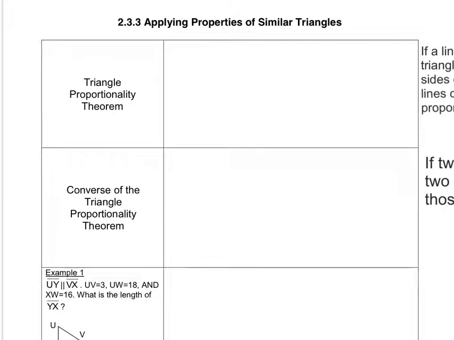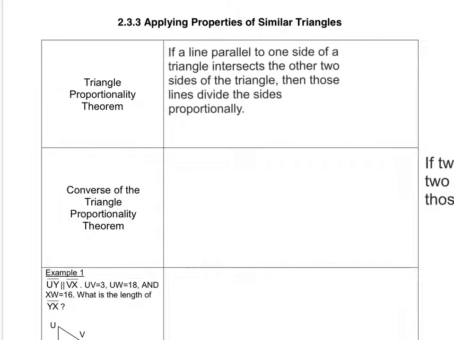lines. So the first thing we're going to take a look at is the triangle proportionality theorem. Here's what it is. It says, if a line parallel to one side of a triangle intersects the other two sides of the triangle, then those lines divide the sides proportionally. Now don't freak out. You can pause the video. This is a lot to copy down, but let's try it.